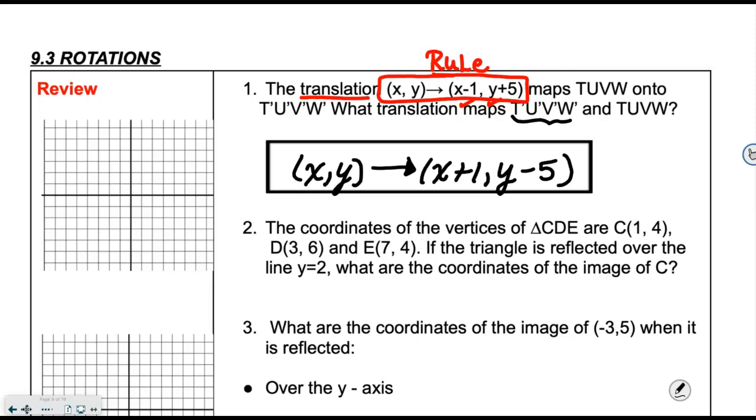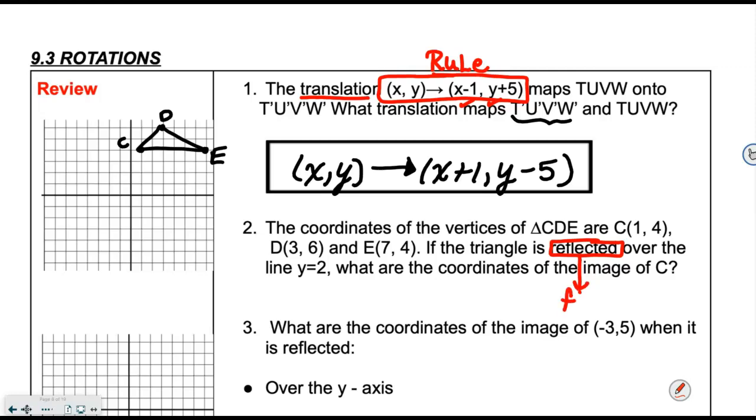Now it says I have a triangle, and it's triangle CDE, so I'm going to go graph it. It's got vertices at 1, 4, 3 to the right, 6 up, and 7 to the right, 1, 2, 3, 4, 5, 6, 7 to the right, and 4 up, right there. So I'm going to draw it and label it. It will be labeled C, the first one I plotted at 1, 4. And then I did D at 3, 6. And then I did E over here at 7, 4. And I have my nice triangle, CDE.